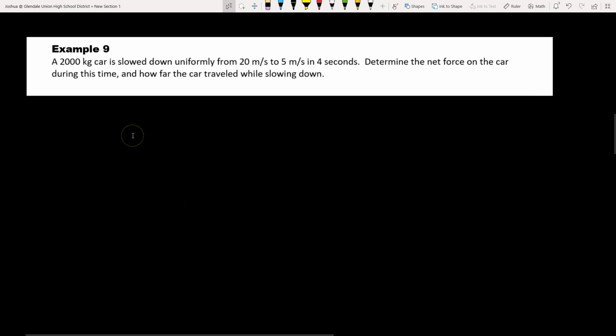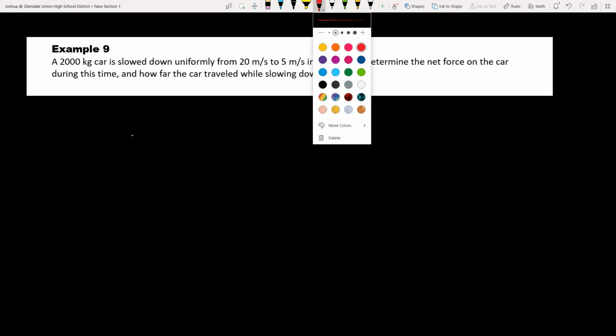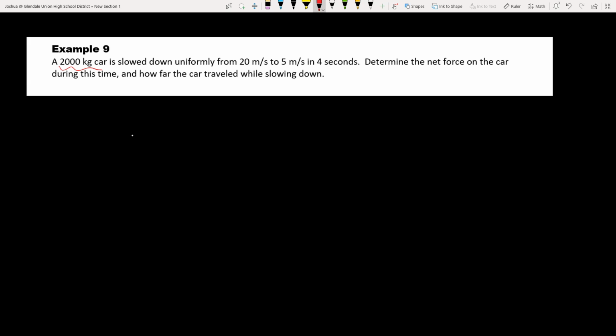All right, here we have a 2,000 kilogram car. So as always, as I'm working through this, I like to either underline or circle some of the important parts. So I got a mass right there. It's slowed down uniformly, which means constantly, from 20 to 5 meters per second in 4 seconds. And we are being asked to determine the net force.